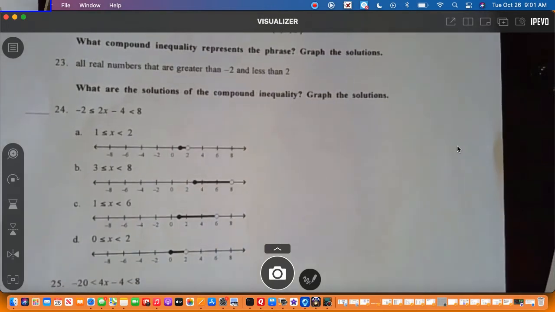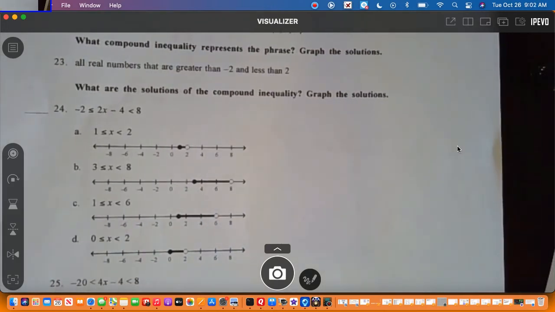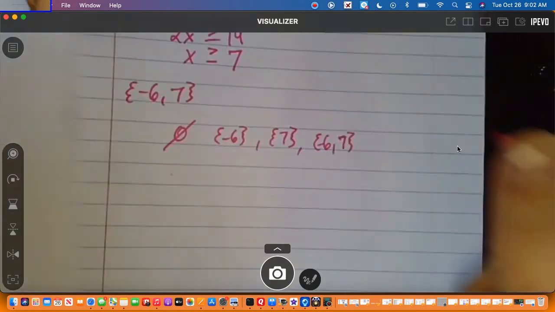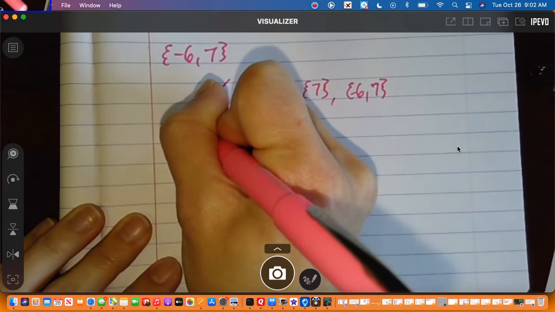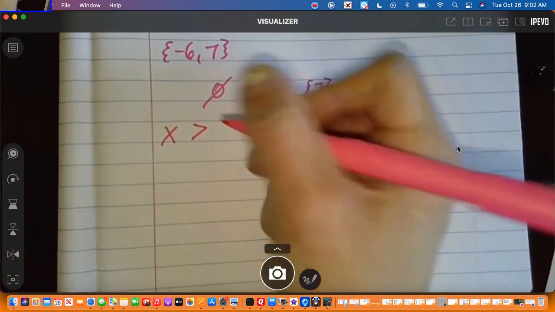23. Are we ready? Any questions? We're good. It says, write the compound inequality. What does compound mean? We're going to have 2 parts, 2 different inequalities. So number 23, and I'm making sure there's one just like this on there: all real numbers that are greater than -2 and less than 2. x is greater than -2 and less than 2.